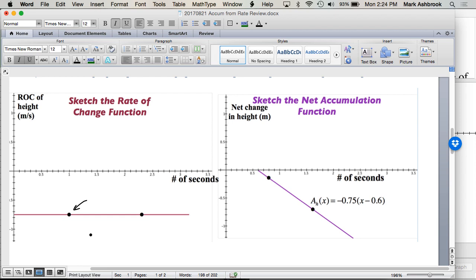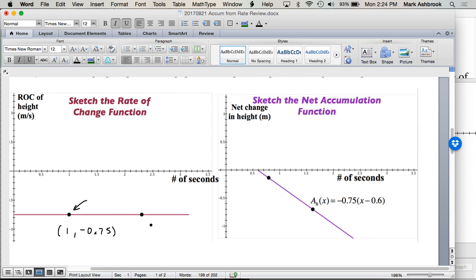Right, so it's both values together, right? So the point doesn't mean the rate of change, but it means that at 1 second, the rate of change is negative 0.75. So you had everything perfect except that the point is both values together. The point represents both values taken together and not just the rate of change.